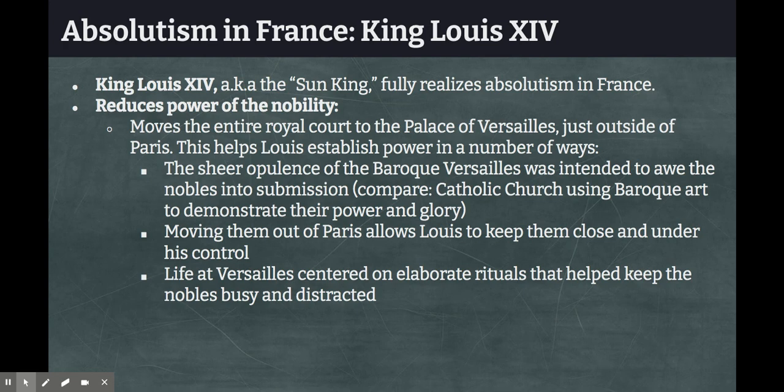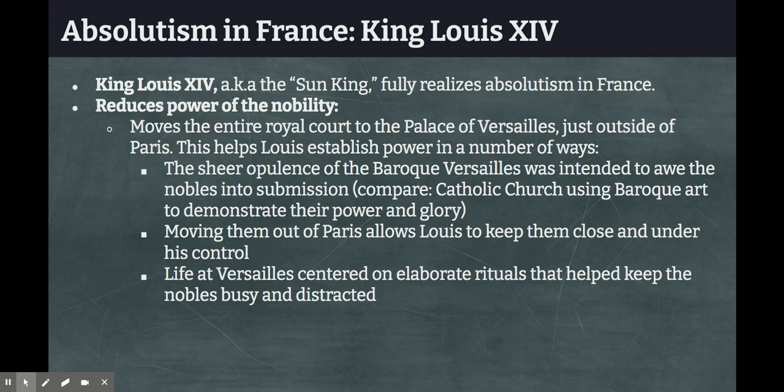So if you've ever had that experience maybe where you're in a classroom and you're talking with your friends and the teacher comes over and just kind of stands there next to you, what's the point of that, right? Well, the teacher's trying to tell you to shut up, right? And so Louis kind of takes that approach. He just moves the nobles closer to him. And he's like, all right, I'm going to sit here. I'm going to watch you. I'm going to babysit you to make sure you don't revolt against me, right?